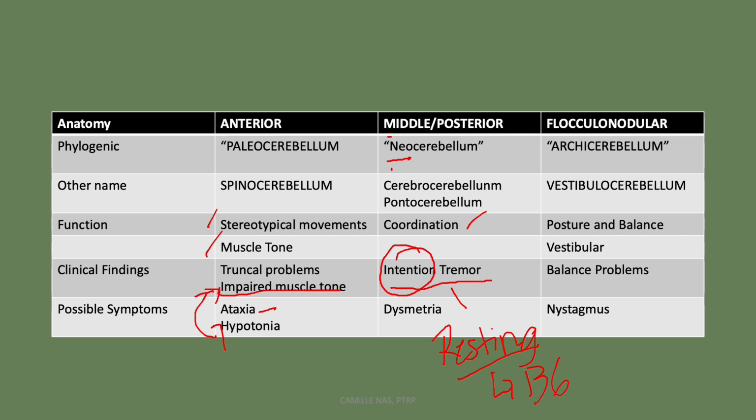And then last, we have your flocculonodular lobe, also known as archicerebellum or vestibulocerebellum. This one is for posture and balance and vestibular function, and also eye coordination. You will have a balance problem if this is affected, and you may present with nystagmus. So these are the lobes of your cerebellum. Please remember the other names and the function responsible for each lobe.